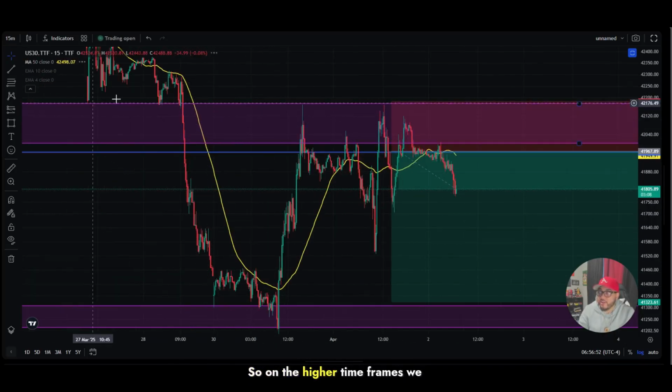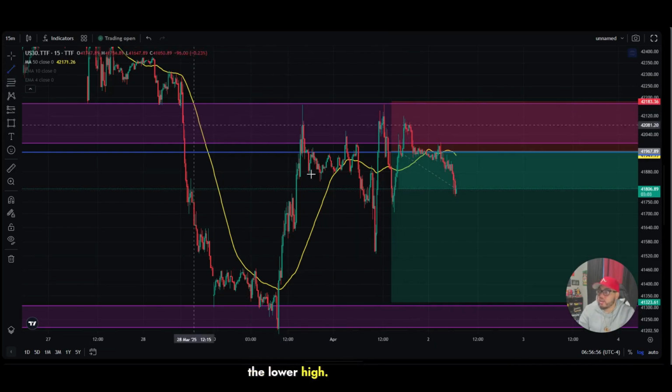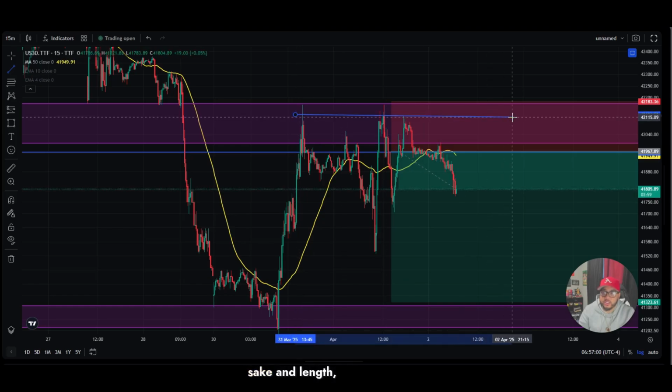So if I was looking for my entry on this particular trade, remember what I said about market slowdown. On the higher time frames, we got lower lows, lower highs. This would be considered the lower high. So this area right here, obviously for video's sake and length, I'm not going to go too in depth.